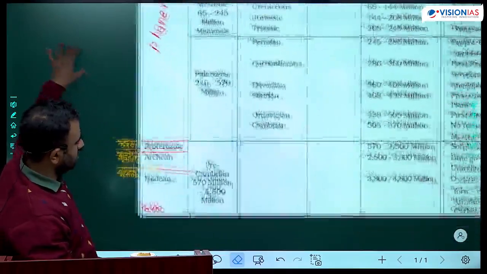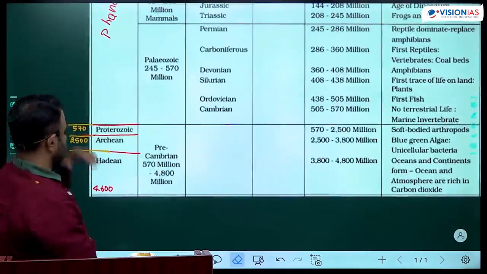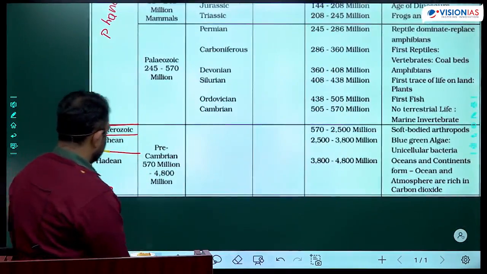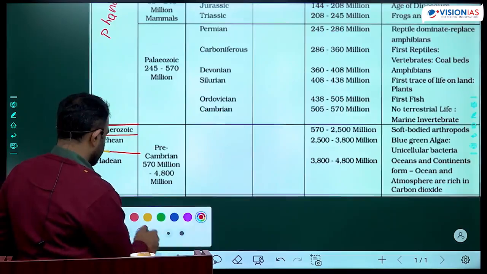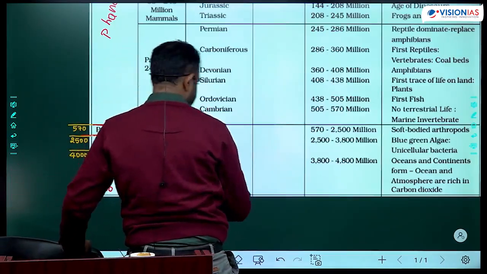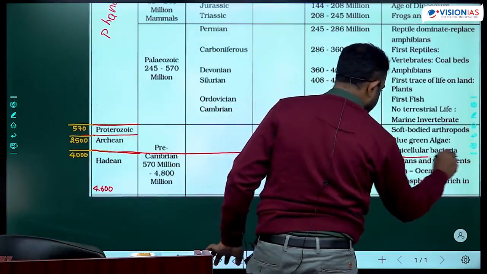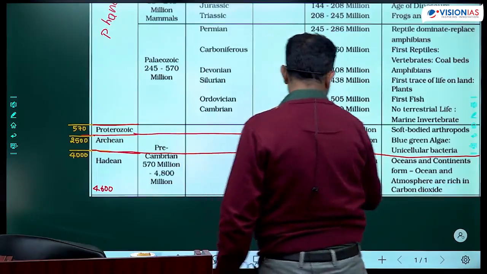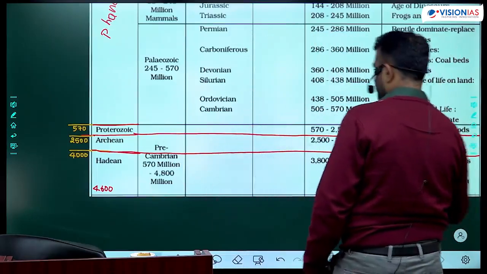ठीक है, पहले इन तीनों को cover कर लेते हैं. रुको, इसमें the problem is बहुत सारे changes तो हुए होंगे but हमें पता नहीं है. We have less evidence regarding the changes that have happened here. What are the major changes that have happened during the Hadean, Archean and Proterozoic?